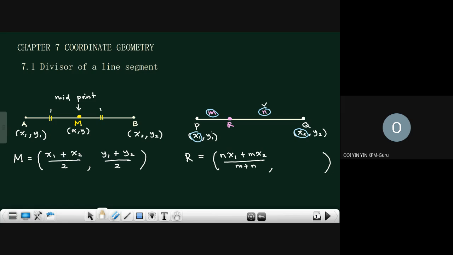Your y1, you must multiply with the other side's ratio, so it will be n y1. And then plus your y2 here, you have to multiply with the other side's ratio, that is m y2. Then overall, we divide with m plus n. So this is the formula I hope you can remember for you to find the point R. If this point R has ratio m:n, that means you divide your line segment PQ in ratio m:n. So this is how you find your point R.